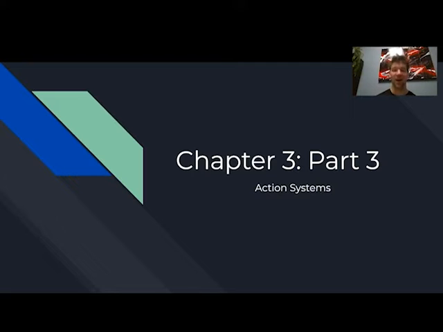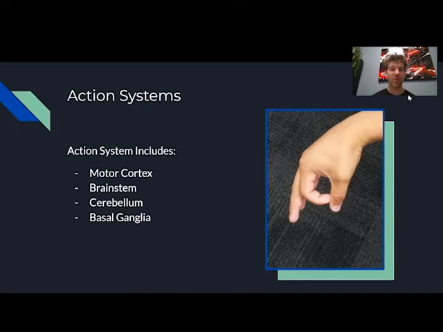We're going over Chapter 3, the end of Chapter 3, going over action systems today. So, yeah, let's dive into it. So, action systems. The action systems include areas of the nervous system, such as the motor cortex, brainstem, cerebellum, and basal ganglia, which perform processing essential to coordination of movement.